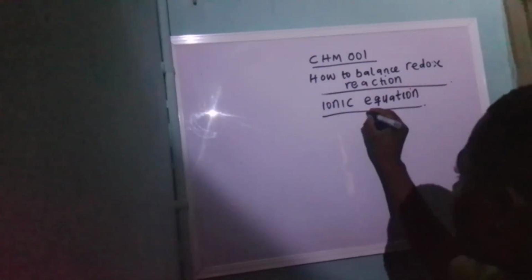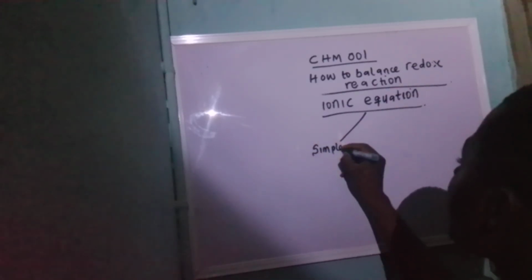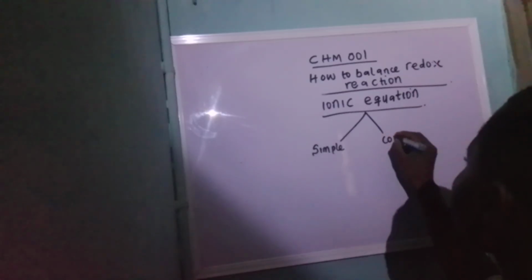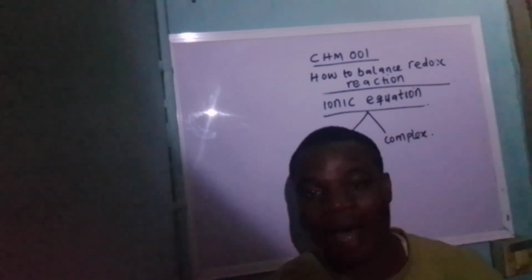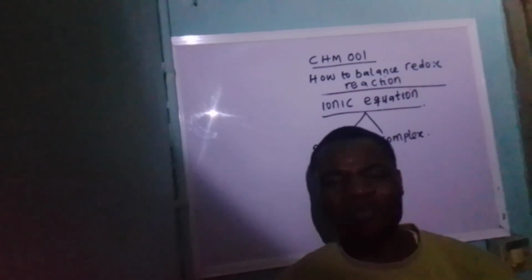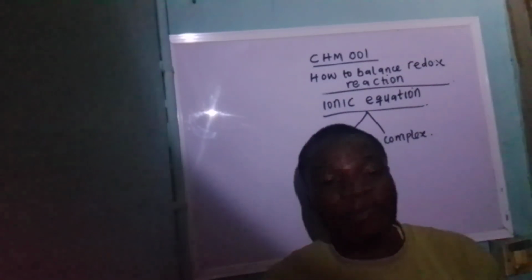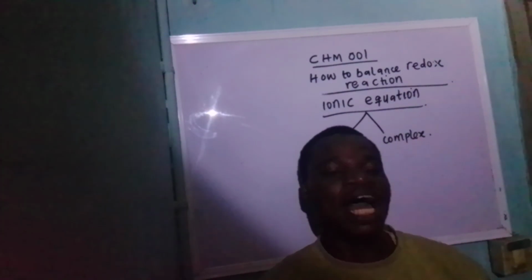Now, there are two types of ionic equation: the simple ionic equation and the complex ionic equation. JAMB is going to ask questions from both, either simple or complex, depending on your luck. You might be lucky and see a simple ionic equation, and if not, you will see a complex ionic equation.